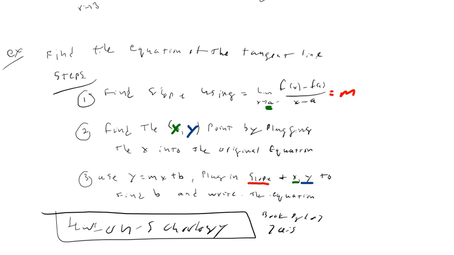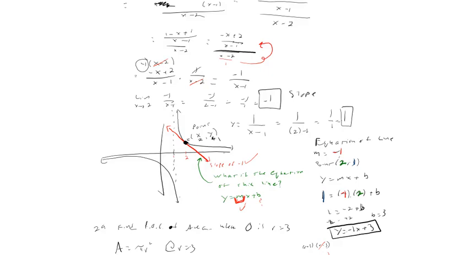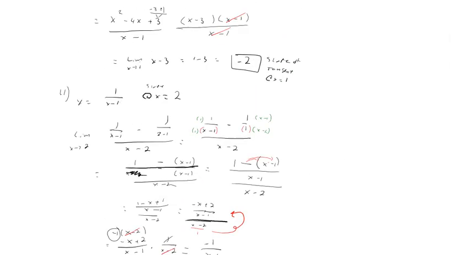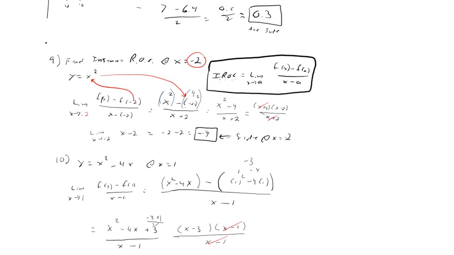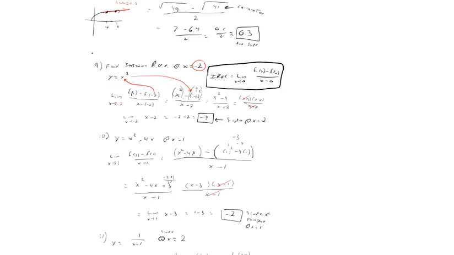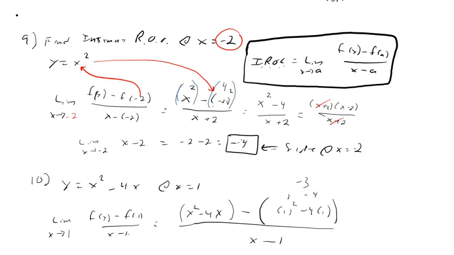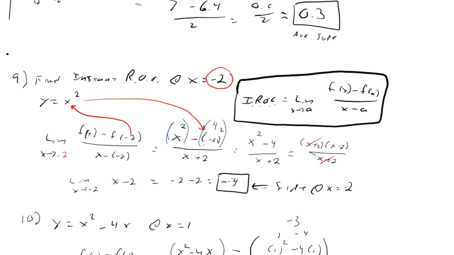So let's run through this one more time. If I wanted to find, for example, let's look at number 9 that we did. If I wanted to find the equation of the tangent line at x equals -2 of this equation, what would I do? I did my steps here. I found my slope. My slope was -4. Okay, so we got m.